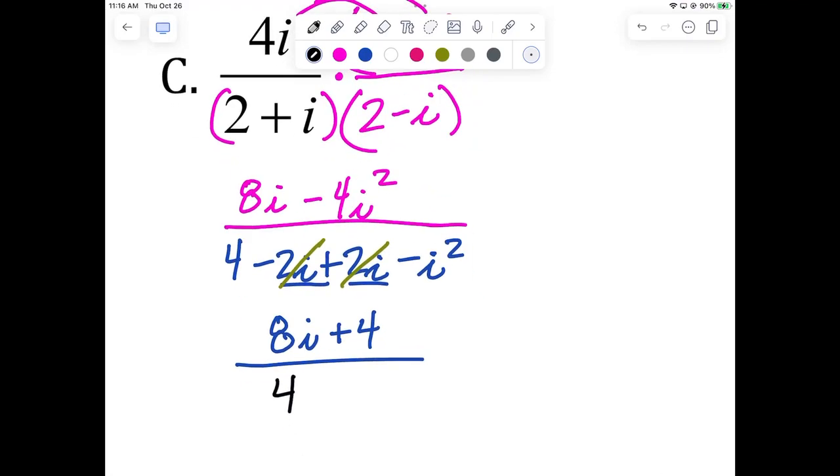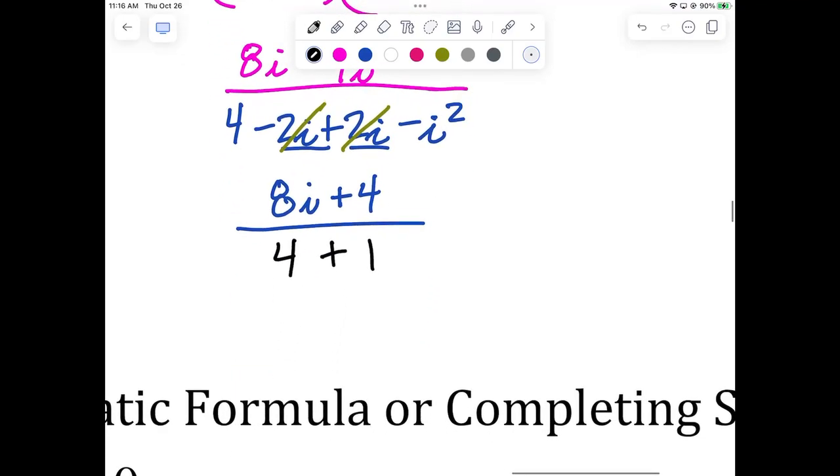Well, what's another name for negative i squared? Positive what? Not i, positive 1. Remember, i squared is negative 1. Negative 1 times a negative 1 is a positive 1. All right, we still have some work to do. That's 8i plus 4 all over 5.